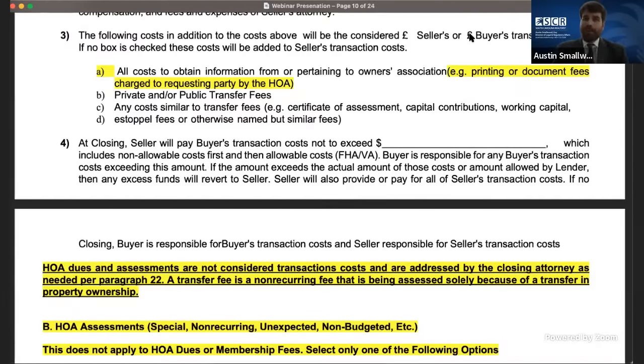We would mark this as a buyer's transaction cost in paragraph 3. And then in paragraph 4, we would say that the seller will pay the buyer's transaction cost not to exceed $15,000. That's going to allow the seller to pay $15,000 of buyer's transaction cost, which will now include the $30,000 transfer fee. So it does not require you to draft any new verbiage. It doesn't require you to draft an addendum saying they're going to split it. You don't have to create a third checkbox. Just take whatever the math is, make it a buyer cost, and then put half of it, 40%, 60%, whatever the parties agree to split, in paragraph 4.